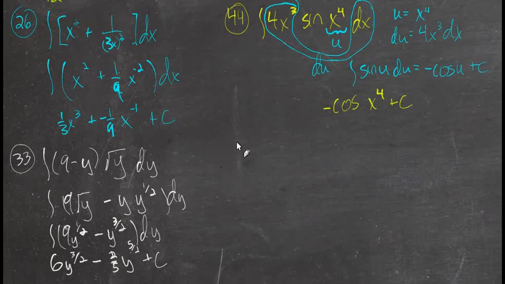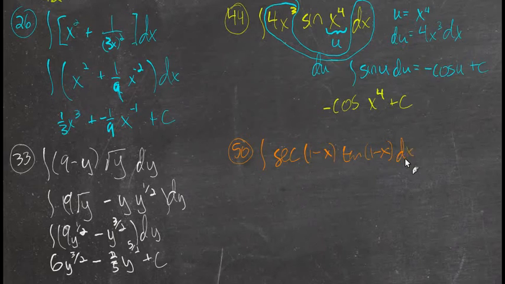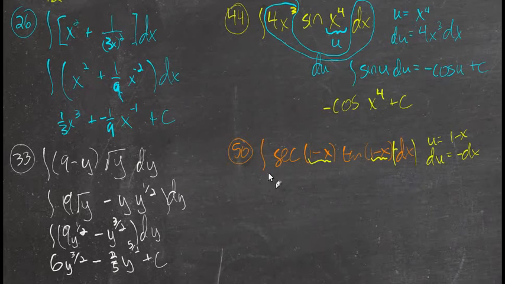Let's do another one. Do 50. Okay, antiderivative of secant of 1 minus x and the tangent of 1 minus x dx. Alright, so now secant times tangent, if we let u be equal to 1 minus x, these both have the same thing. So u equals 1 minus x, the derivative of u would be negative dx. Okay, so we have dx, but we don't have negative dx. So if we multiplied by negative dx, that would fix it. But we'd have to put a negative out here to fix that.